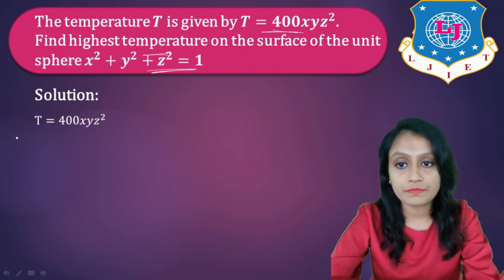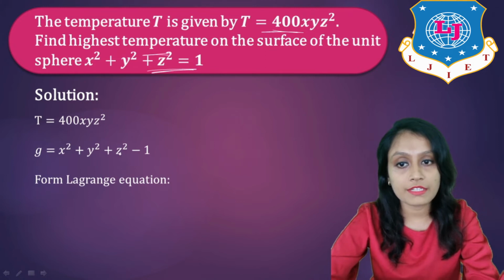So the solution. Here T is equal to 400 x, y, z square is given and g, that is constraint, which is x square plus y square plus z square minus 1. Bring this one on the left side. Okay. Now we have to form the Lagrange equation.